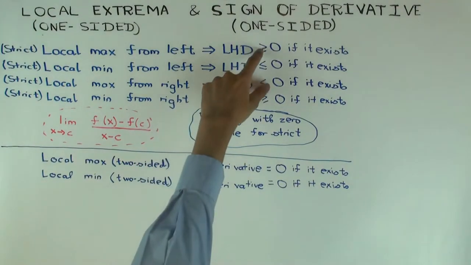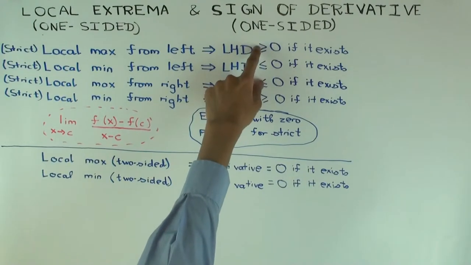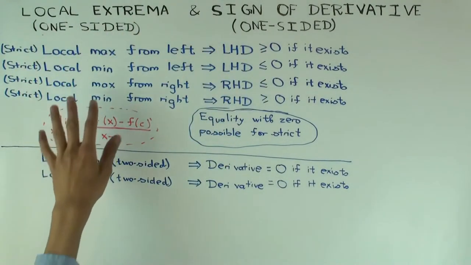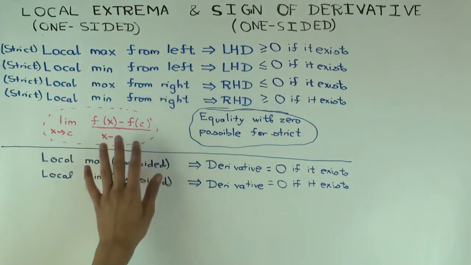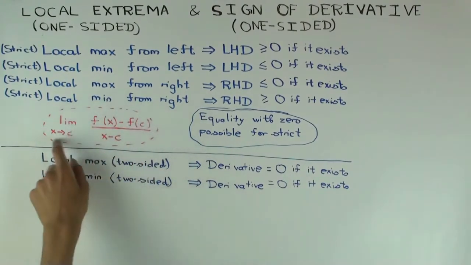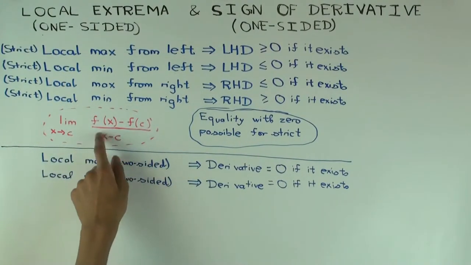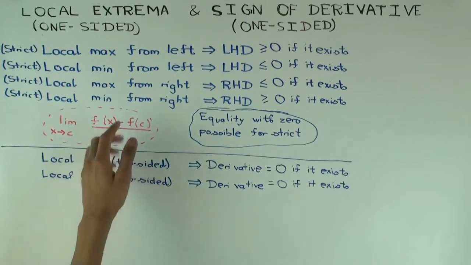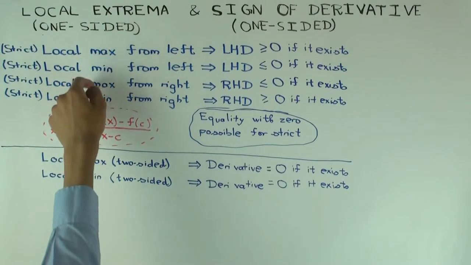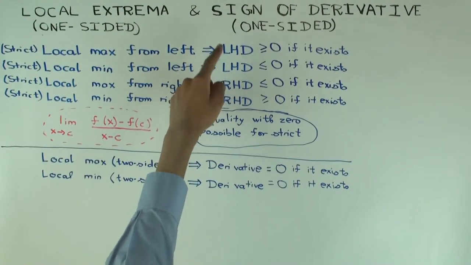Why did we have opposite signs from the left and the right? If you go back and watch that video where we discussed this, the main reason is that when you're approaching from the left, then the denominator is less than zero for this difference quotient whose limit gives you the derivative. And when you're approaching from the right, the denominator is greater than zero. And that's why for the same local max, you get different conclusions about the left-hand derivative and the right-hand derivative.